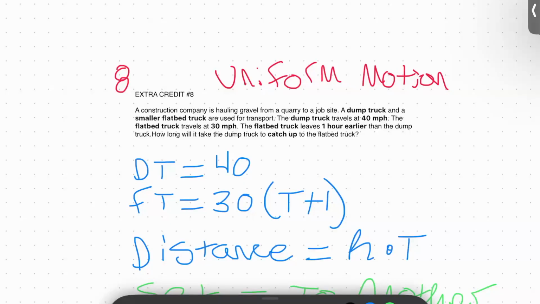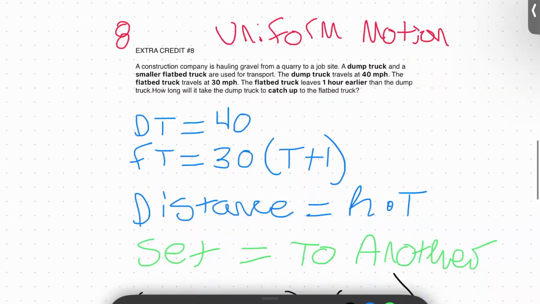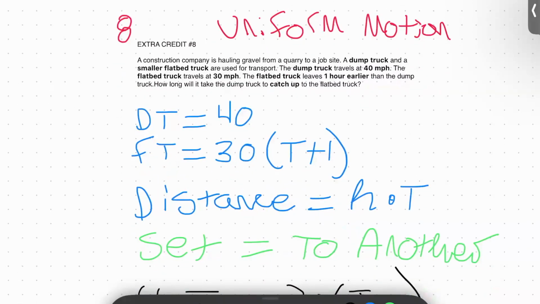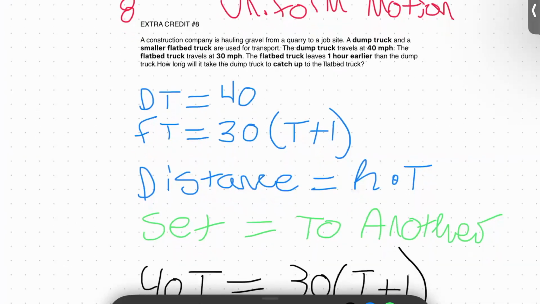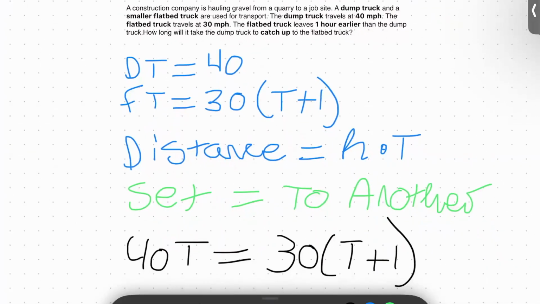Okay, so we've got an extra uniform motion problem. A construction company is hauling gravel from a quarry to a job site. A dump truck and a smaller flatbed are used to transport. The dump truck is traveling at 40 miles per hour. The flatbed is traveling at 30 miles per hour. The flatbed leaves an hour earlier than the dump truck. How long will it take the dump truck to catch up? So the dump truck is traveling at 40, so he's going a little faster. The flatbed's going at 30, and he's got an hour head start. And we know that they're going the same distance because it didn't say any different.